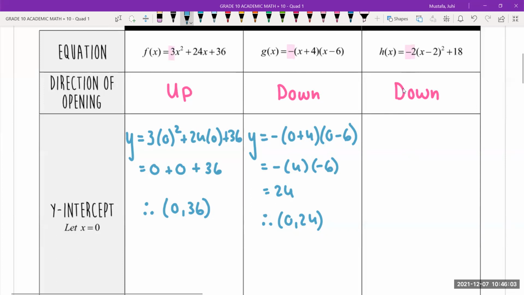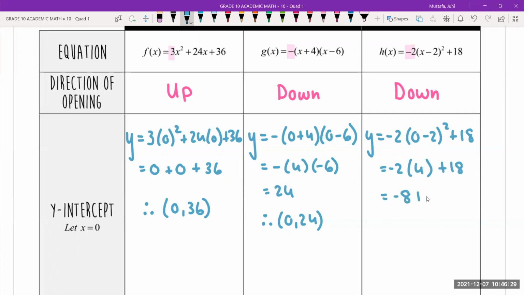All right, for the last one, again, change that h of x to y. Y is equal to... I'm trying to find the y-intercept, so I'm letting x equal to 0. So it's going to be -2, 0 minus 2 squared plus 18. What's 0 minus 2? -2. What's -2 squared? 4. So this is going to be 4 plus 18.